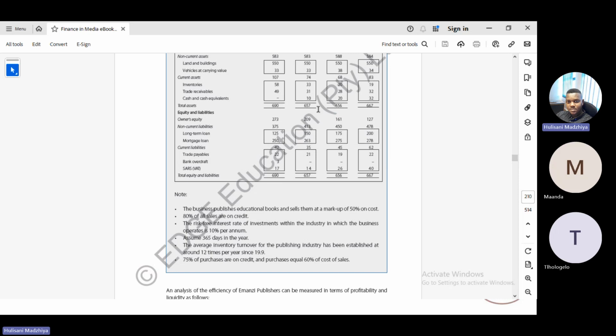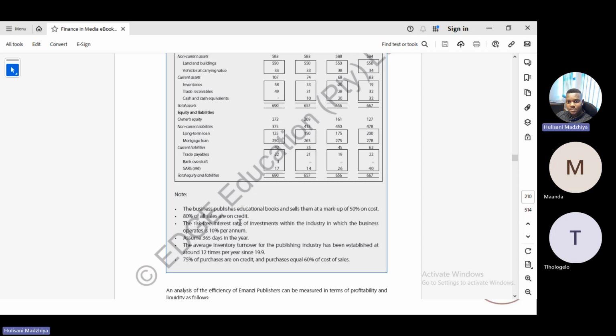So a markup of 50% means that if we produce a product that costs us 100 Rand, we're going to sell it for 150, meaning that we're charging a 50% markup. 50% is 50% of the cost, which we then add back. That means it's 150. 80% of sales are on credit. It means that out of the 100% of sales that we make, 80% is sold to customers on credit, and then we collect later on from our customers.